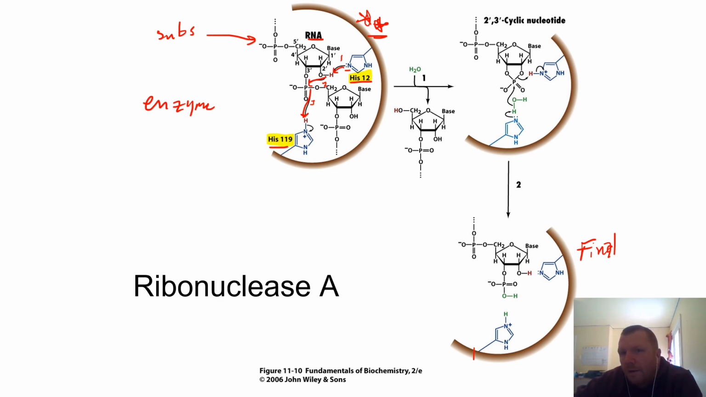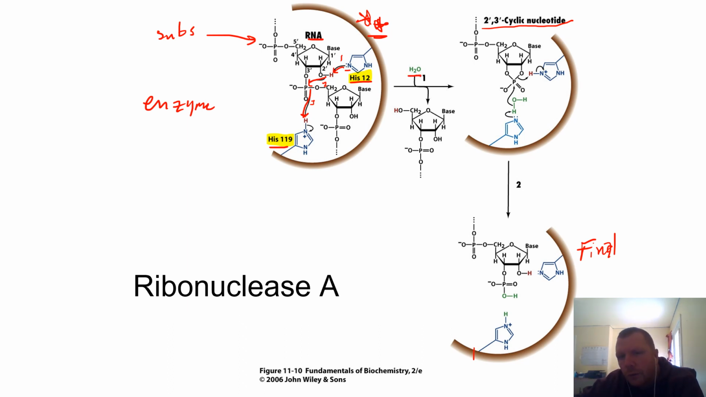Now, what we have to do is return our enzyme to its original state, and more or less put the finishing touches on our RNA molecule that we've broken. One of the things that we need to do is break this cyclic nucleotide, or return it to an acyclic nucleotide. And so what we're going to do is bring in H2O.